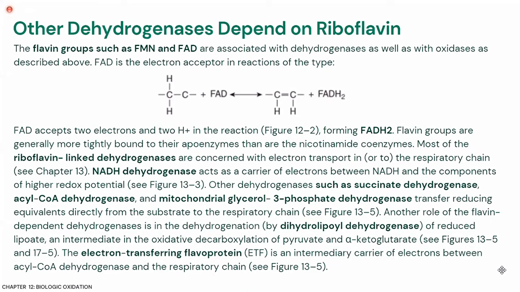Other dehydrogenases, instead of using NAD, use FMN or FAD. So you have FAD. Similarly, these two hydrogens are removed and your oxidized FAD becomes reduced FAD. So there are many examples of these dehydrogenases using FAD and FMN.